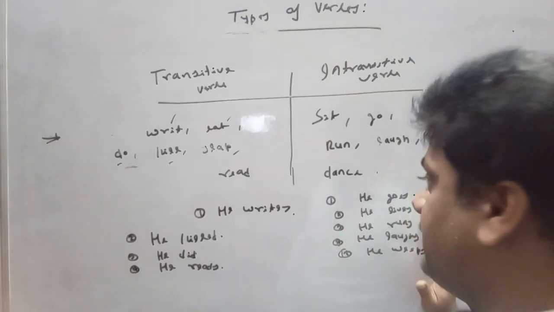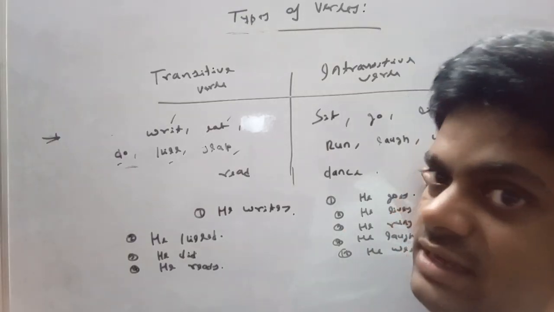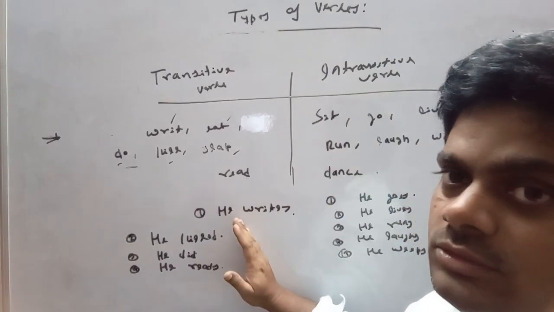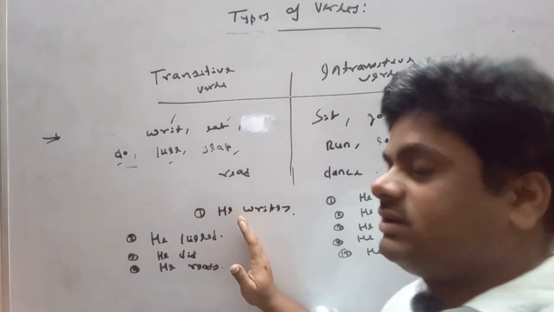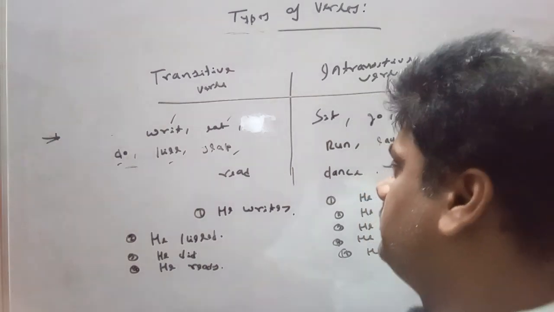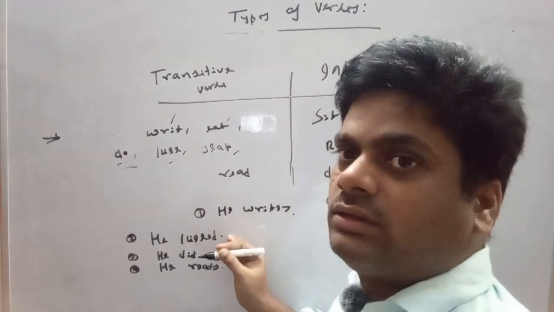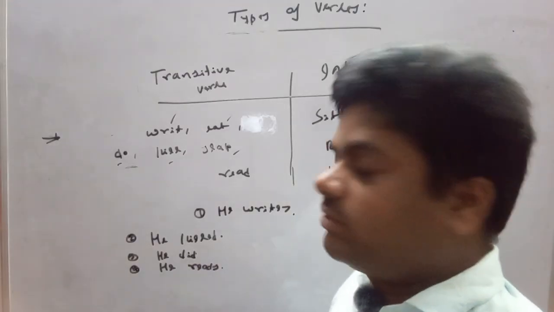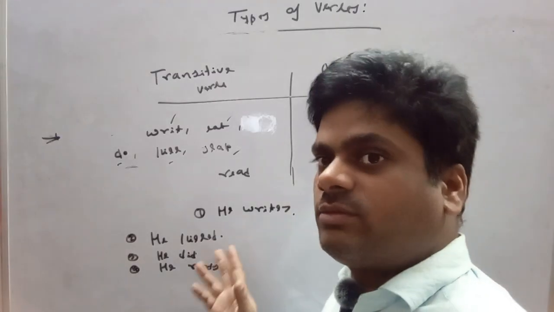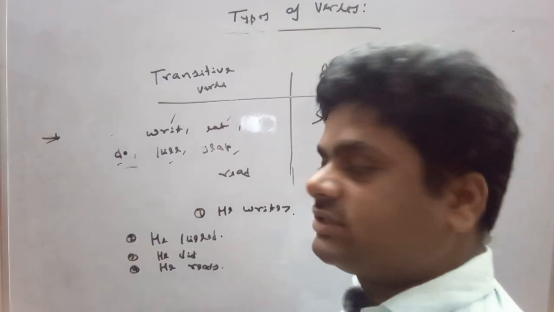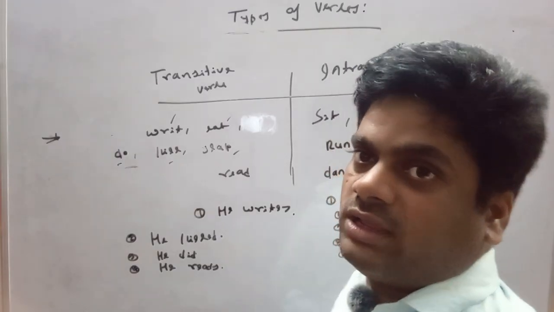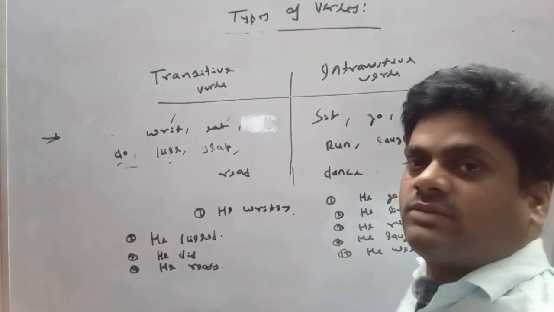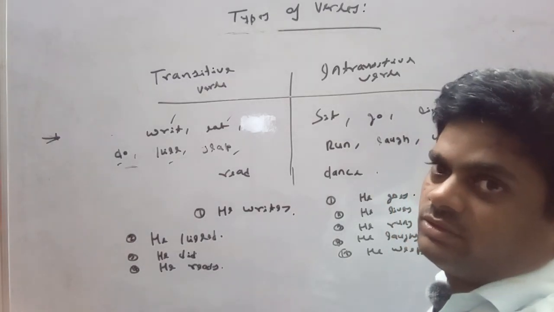So guys, these types of verbs don't need any type of object in the sentence, but these types of verbs need an object to express their meaning clearly. He killed. The answer would be a noun or pronoun. He writes. Answer would be a noun or a pronoun. He did. Answer would be a noun or pronoun. He reads. It also would be a noun or a pronoun. So guys, this is the basic difference between a transitive verb and an intransitive verb.